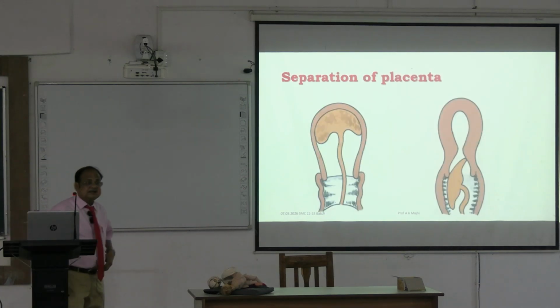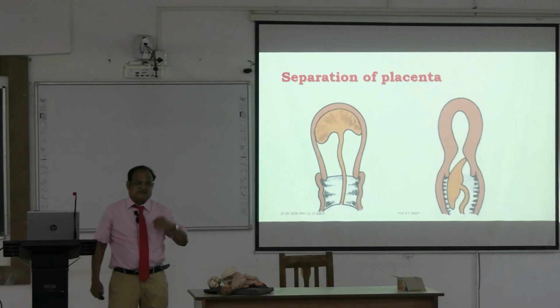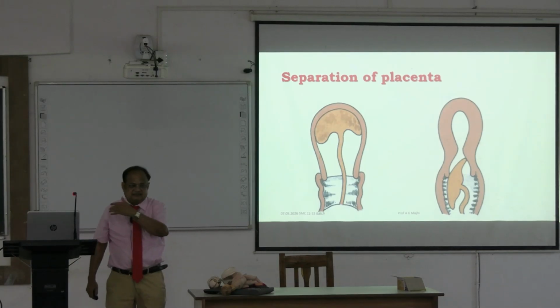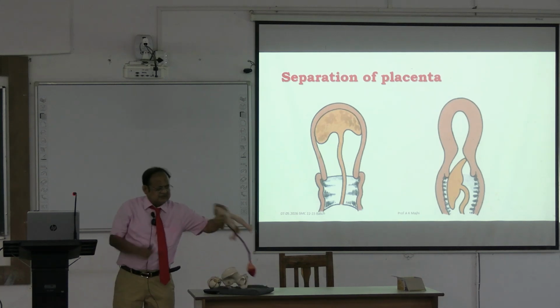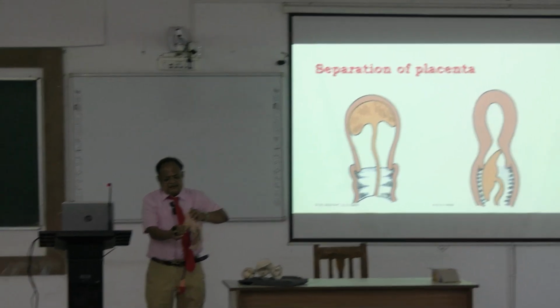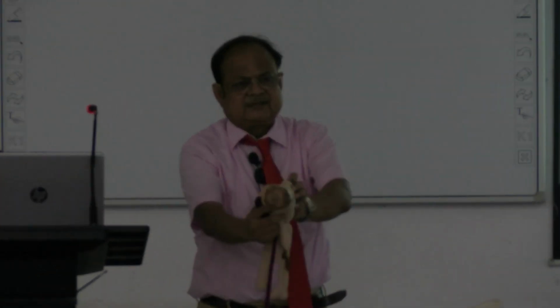Separation of the placenta, third stage. How does separation of the placenta occur? After the delivery of the head, after the delivery of the whole fetus, what happens? The shoulder is delivered by lateral flexion like this, and the shoulder is delivered by lateral flexion.